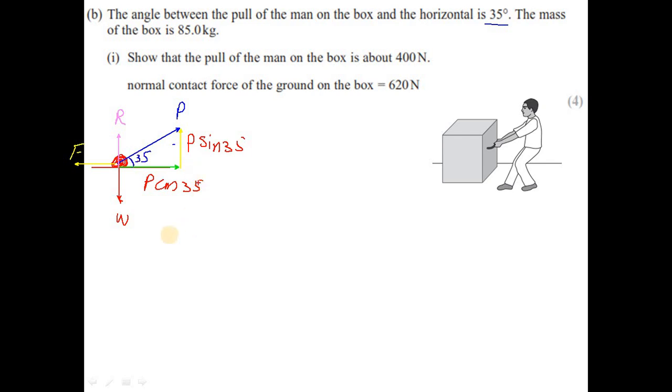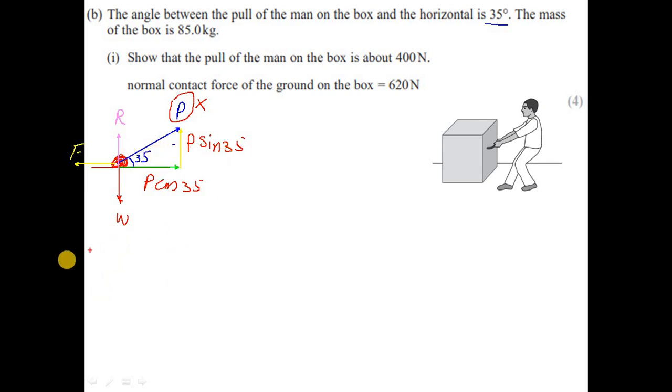So what happened when we resolve a force into its components, then after resolving, this force is gone, so we don't need to discuss or include this P because we already have resolved these forces. So overall, we have reaction, weight, friction, and these two components.